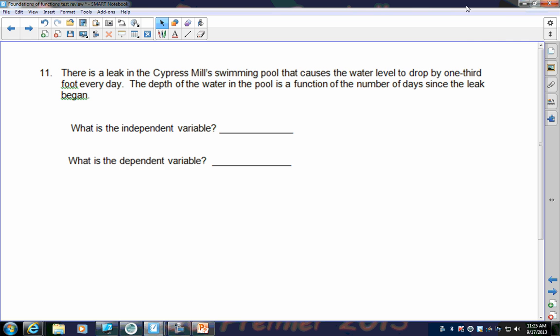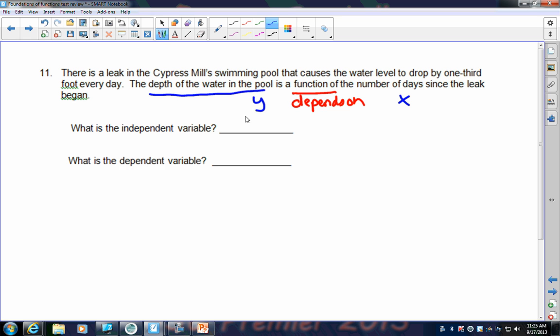Okay, on number 11, it says there's a leak in the Cypress Mills swimming pool that causes the water level to drop 1/3 foot every day. The depth of the water in the pool is a function of the number of days since the leak. Function of is the same as saying depends on. You need to remember that y depends on x. So wherever you see that, you can know that what's in front of it is the y. The y is the dependent.